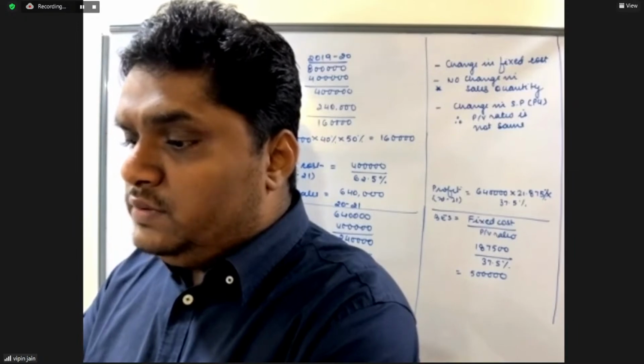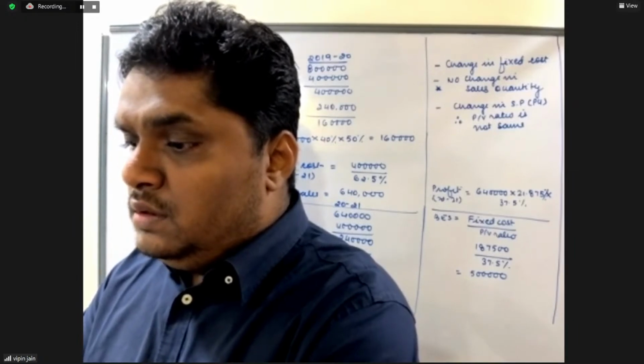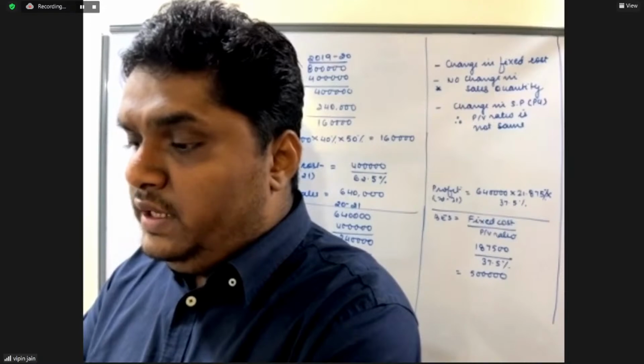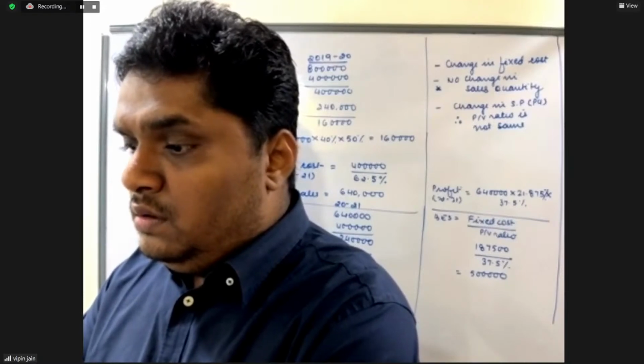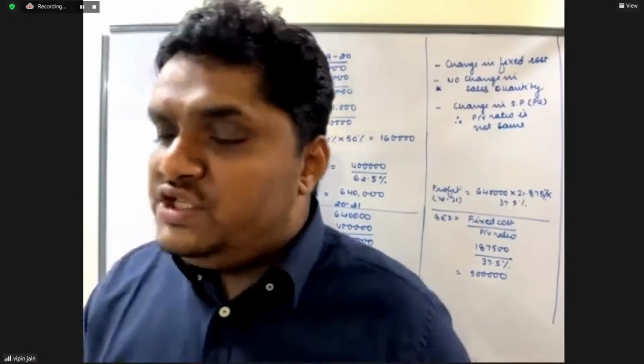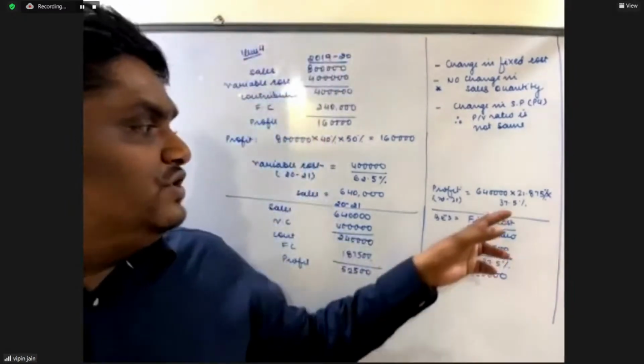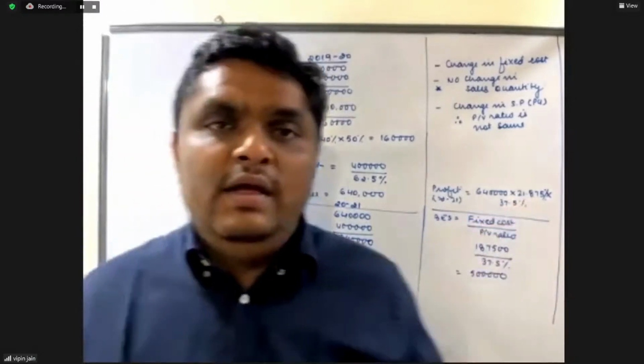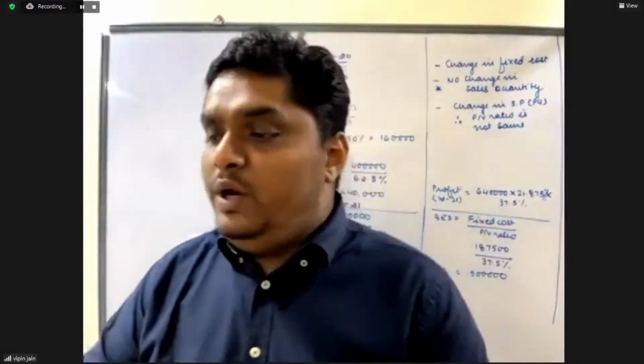I'll try to cover this question, Mr. Satya Lakshmi Sai Kumar. Okay, Krishna. So if my PV ratio is 37.5%, then my variable cost will be 62.5%.